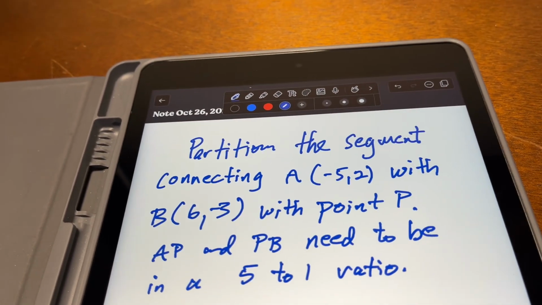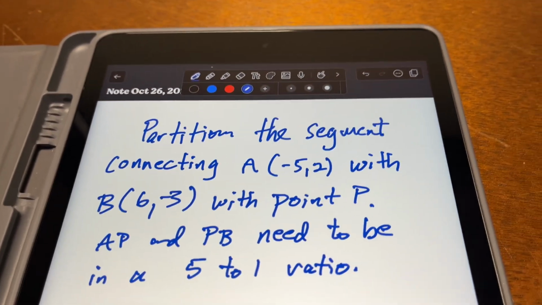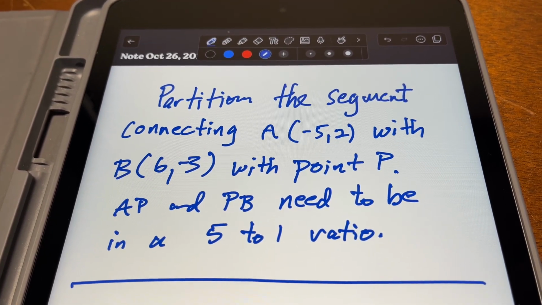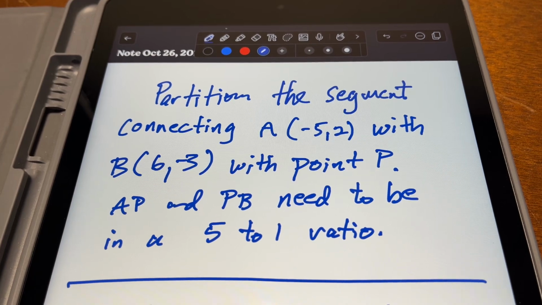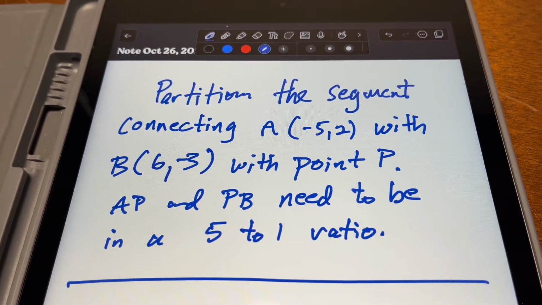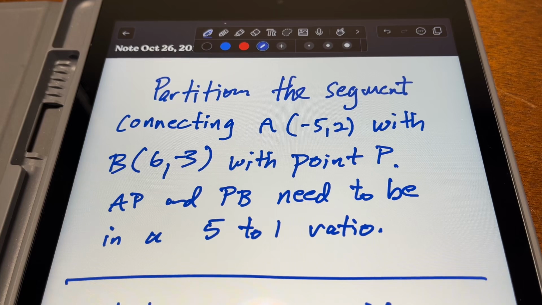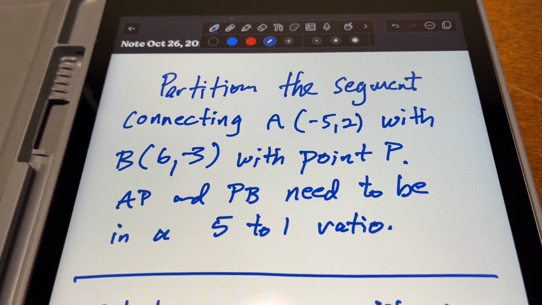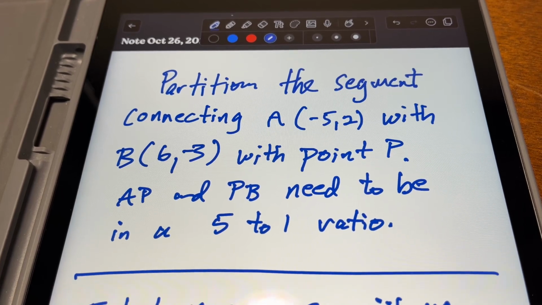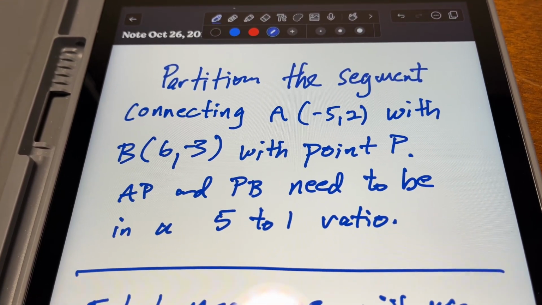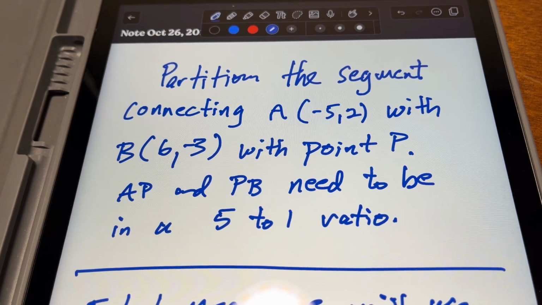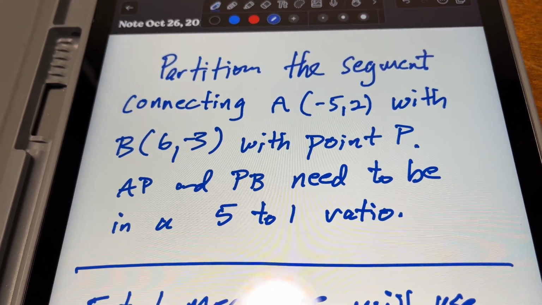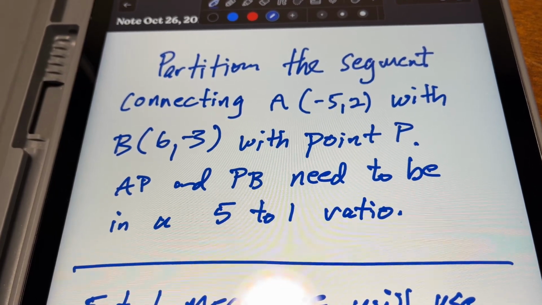Let's partition a segment. So consider this problem. Partition the segment connecting A at (-5, 2) with B at (6, -3) with some point P. A to P and P to B need to be in a 5-to-1 ratio. So that's the situation. We have a segment from A to B, and we want to partition it with a point P. We're going to place a point P somewhere on that line segment so that A to P is in a 5-to-1 ratio.